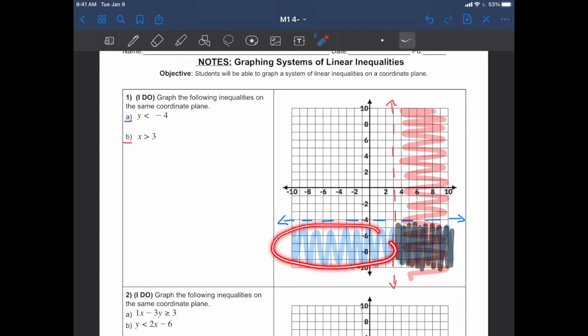Okay, and same thing down here. All of these points only satisfy the first inequality, but do not satisfy the second. Only this region right here satisfies both.